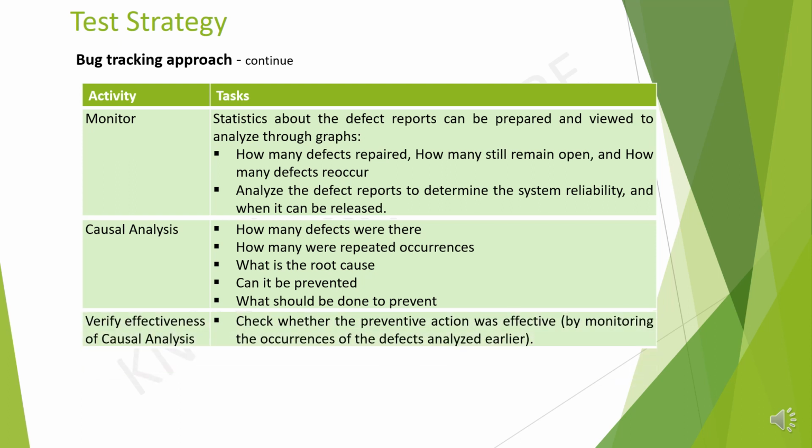The last activity of bug tracking approach is verifying effectiveness of causal analysis. Check whether the preventive action was effective. If it is effective, it is good. If not, then the management need to look at the existing process where they need improvement. From next phase, the identified new process should be followed for better effectiveness.